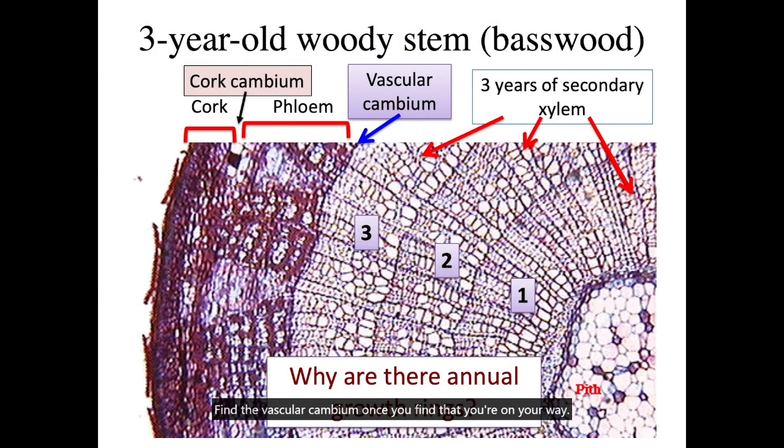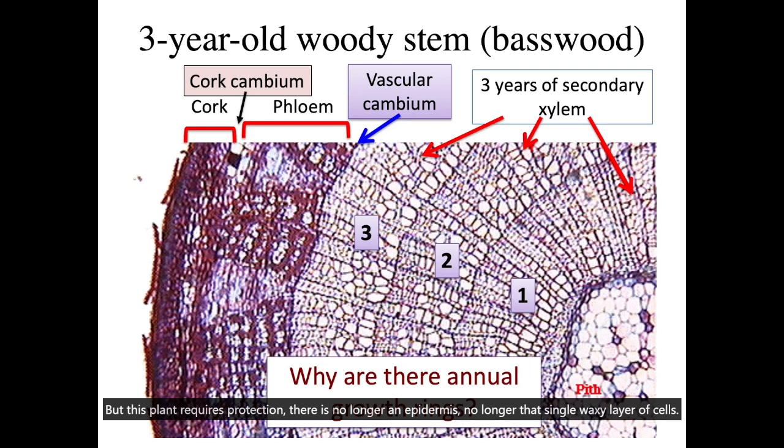Find the vascular cambium. Once you find that, you're on your way. So if you find the rings, you can say the vascular cambium is the layer of cells to the outside of those tree rings. And there it is, I've labeled it. You know that outside the vascular cambium is the secondary phloem. So here it is. Okay, so now you've found the vascular cambium, the xylem, and the phloem.